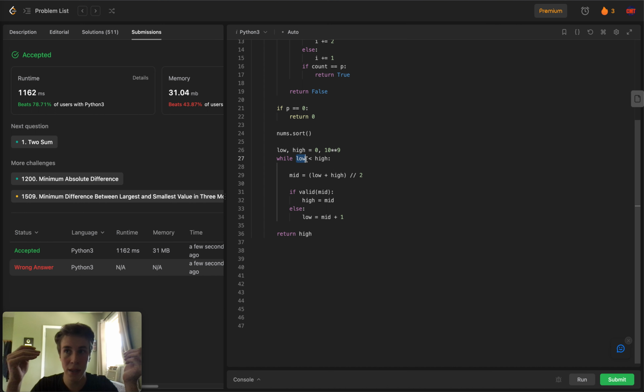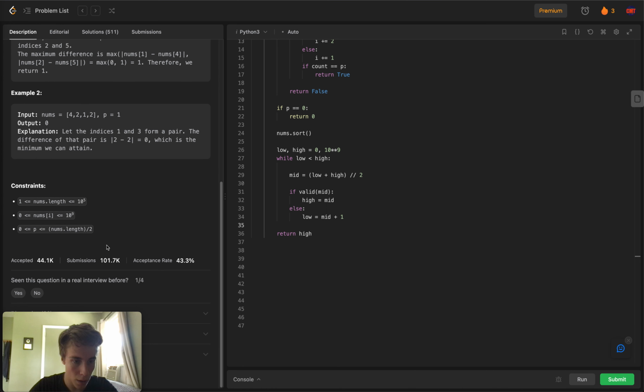But why does this work? Well, because I'm doing binary search over the whole array, it means that I'm having an O(log n) search over my array, which is of length, I believe, 10 to the power of 5.